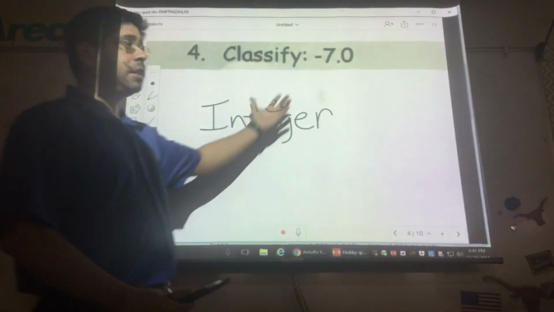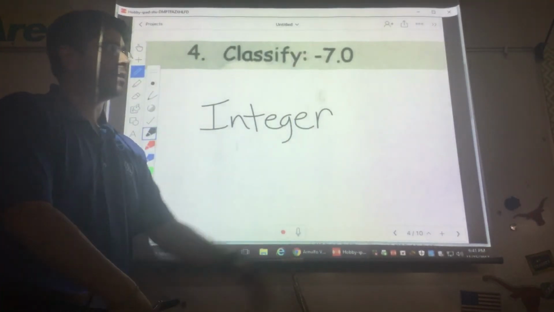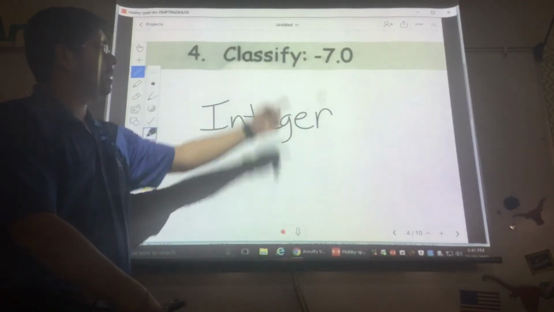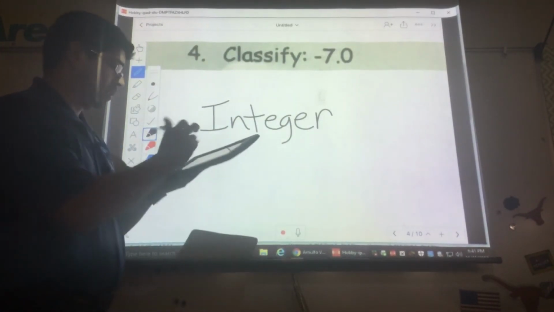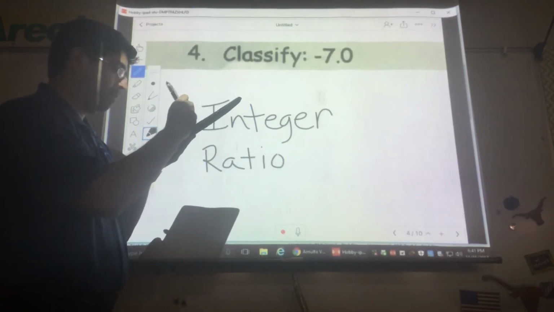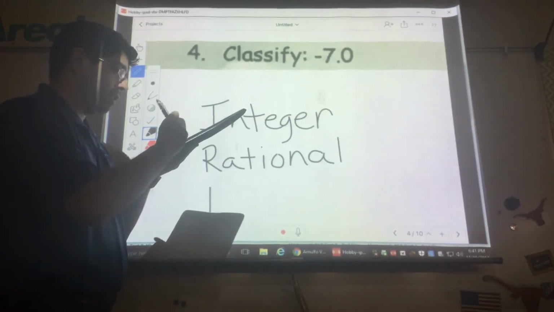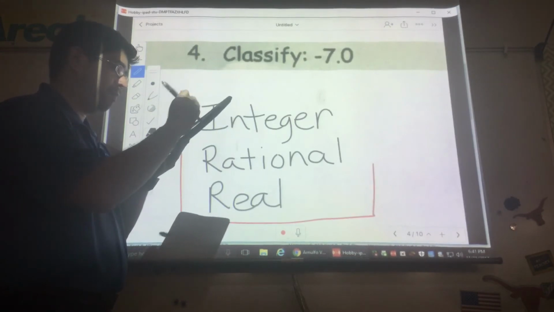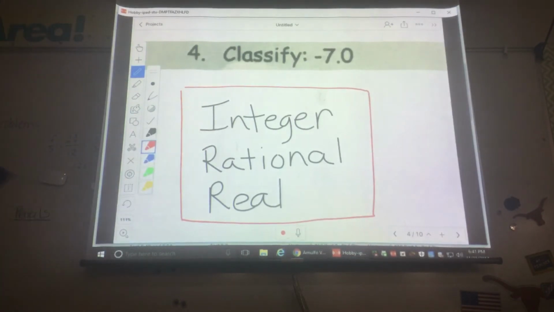Okay, now next, can it be a rational number? Yeah, it could be a rational number because rational numbers have decimals. Even if this wasn't just 0.0, if it has decimals and it is a negative, it can be rational also. So that's a rational number. And lastly, it is a real number because everything is a real number. So there we go. Integer, rational, and real. Alright, that's number 4.